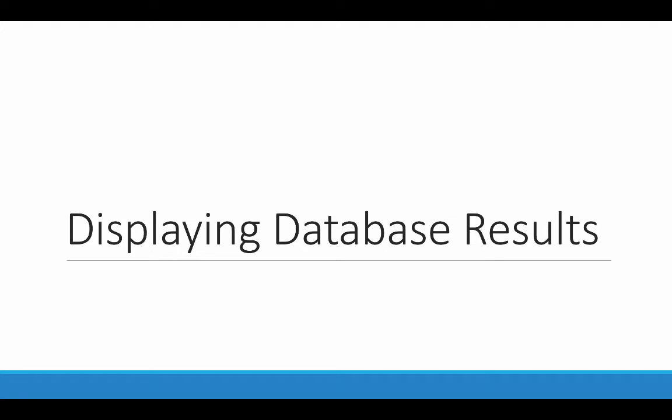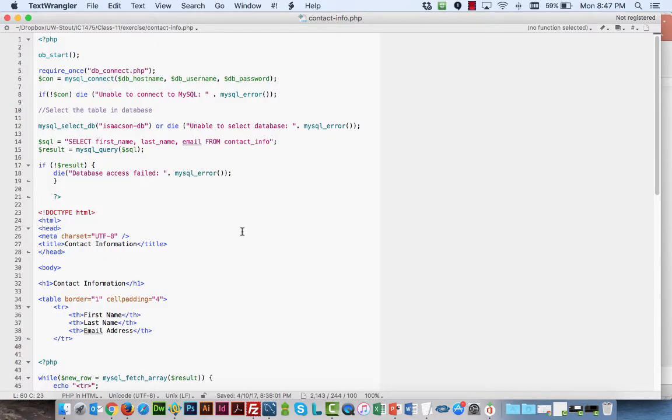Welcome back for the second part of what we're going to be working on this week. We're going to continue with the exercise with the contact information database. We've now learned how to add information to it. Now we're going to work with some different ways of how we can display that data instead of just in the table format. So here I am in Text Wrangler.